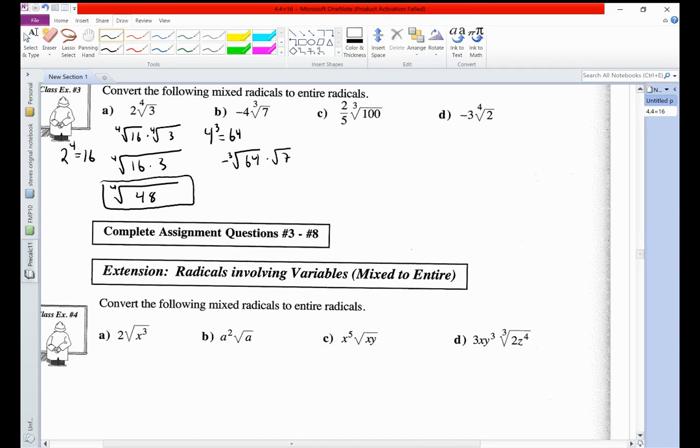Hopefully that stops doing that. I got it on pen. What is going on here? Negative cube root of 64 times 7 is 448.